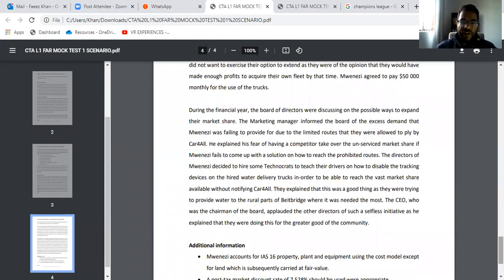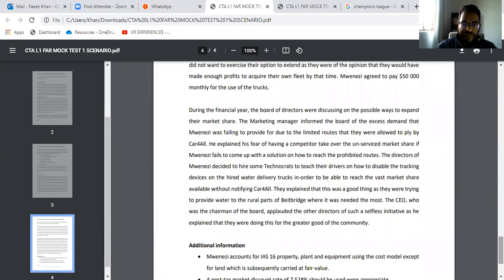During the financial year, the board of directors were discussing possible ways to expand their market share. The marketing manager informed the board of the excess demand that Uwanezi was failing to provide for due to the limited routes that they were allowed to ply by Car for All. He explained his fear of having a competitor take over the unserviced market share if Uwanezi fails to come up with a solution on how to reach the prohibited routes.